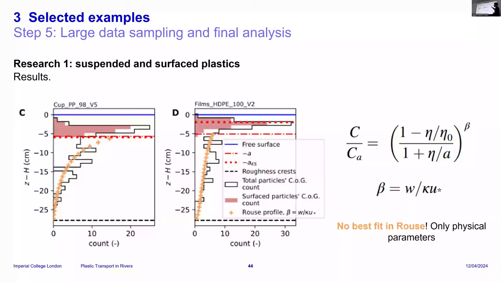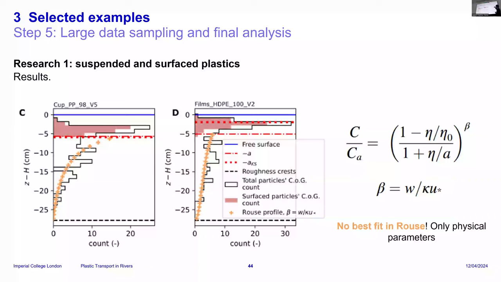And then when we start looking at the concentration profiles, we get something like this, okay? This is the bed of the channel. This is the free surface. And I will explain a bit more in detail. Obviously, the plastics are floating. So what we expect is profiles like this. That's very good.